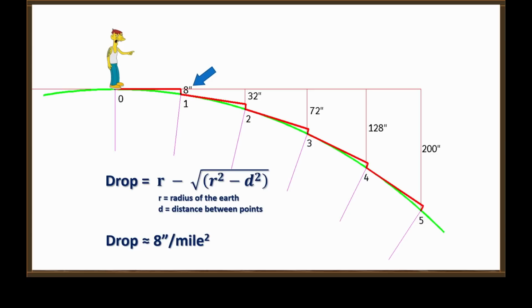Cletus sees 8 inches at a distance of 1 mile. But at a distance of 2 miles, the drop becomes 32 inches from that same tangent line, and 72 inches at mile 3, and 128 inches at mile 4, and 200 inches at mile 5, using the approximate formula of 8 inches per mile squared. You can't move the tangent lines. You've got to work off of one. This one. That is the tangent line you've got to use.